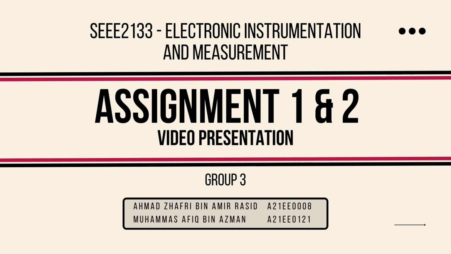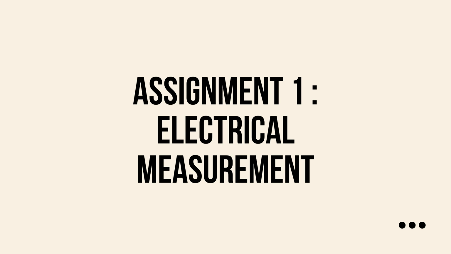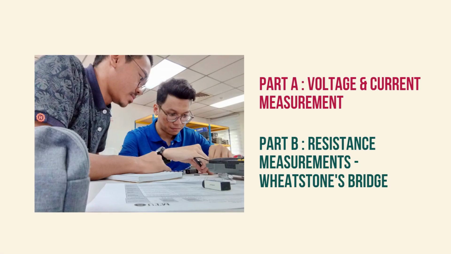So today we're going to do a little bit of review on assignment 1 and 2, which are laboratory experiments for electronic instrumentation and measurement. For the first one, which is assignment 1, we need to do electrical measurement. So the apparatus for assignment 1 are digital multimeter, analog multimeter, wires, solderless board, power supply or 9V battery, resistor and potentiometer. Assignment 1 had been divided into two parts, which are part A and part B.